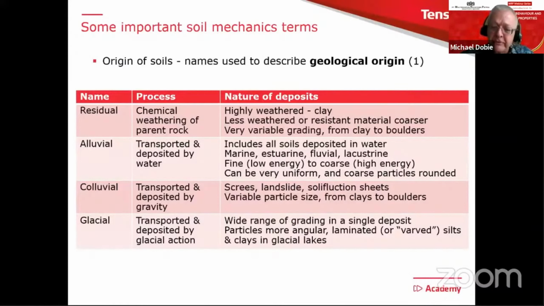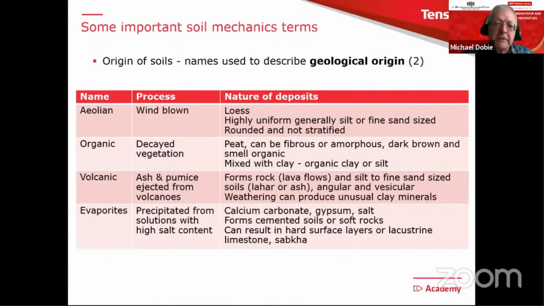The other two are of some importance, but I won't read through anything on those today. The other group consists of aeolian, which are windblown, organic, volcanic, and evaporites. And it's the middle two of greatest interest here. Organic, principally decayed vegetation. And of course, the famous deposit there is peat. We saw that earlier on in a picture. And then volcanic, these are soils that are created by ejection from volcanoes. And we see things like lahars, which are granular soils. And when they weather, they actually become residual soils, and they can produce some very unusual clay minerals, which we will also look at briefly as we go through this presentation.